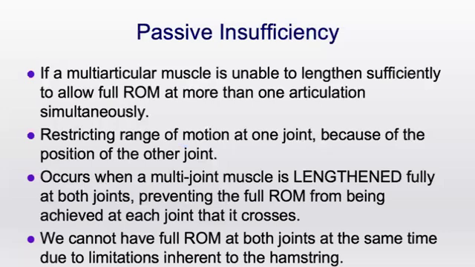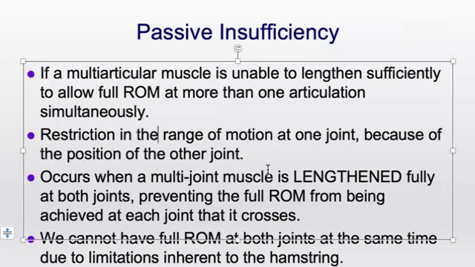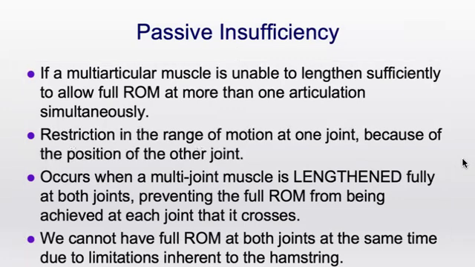Now, let's move on to passive insufficiency, okay? And so, again, it's a related but distinct concept. So this is if you have a multi-articular muscle and it's unable to lengthen sufficiently to allow full range of motion at more than one articulation simultaneously. Okay, so you're going to do this in lab. And so this is when you get a restriction in the range of motion at one joint because of the position of another joint.